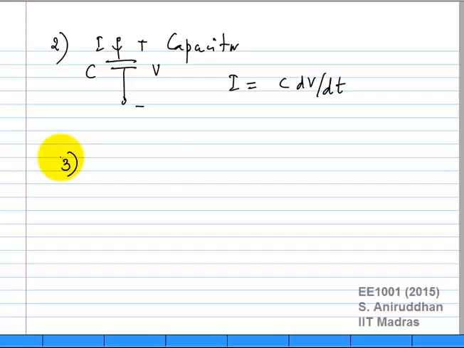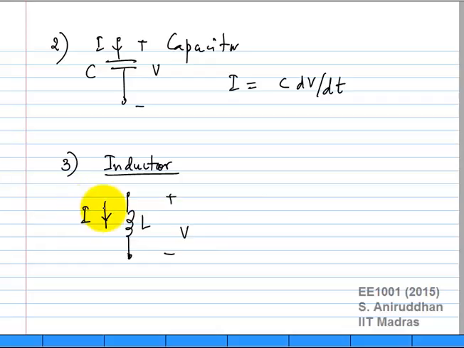So you also know the existence of an inductor. This is defined by its inductance L. Again I have a potential difference V and a current I. What is the relationship between V and I for an inductor? V equals L di by dt.